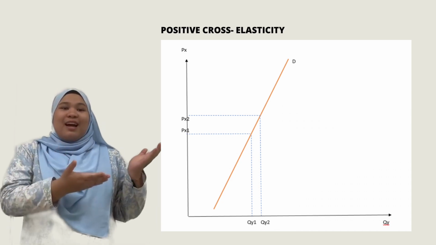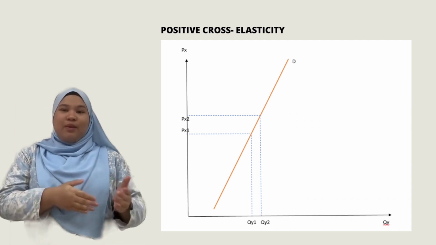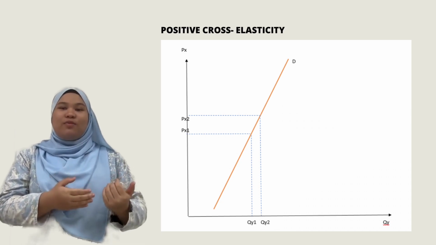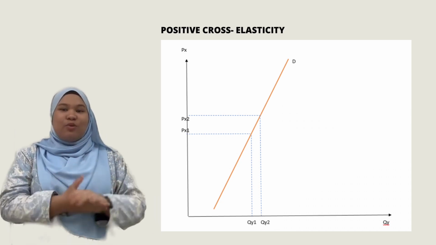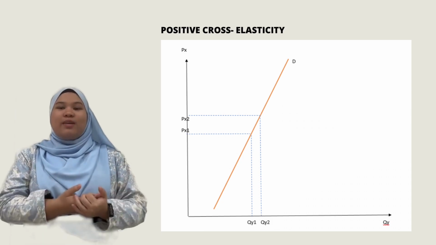From the graph, the price of product X increased from P1 to P2, while the quantity demanded for Y also increased from QY1 to QY2. Thus, products X and Y are viewed as substitutes.